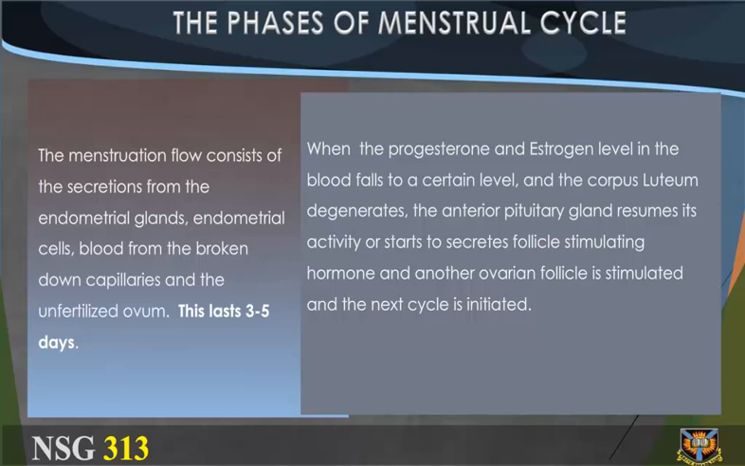When the progesterone and estrogen level in the blood falls to a certain level and the corpus luteum degenerates, the anterior pituitary gland resumes its activity, starts to secrete follicle stimulating hormone, and another ovarian follicle is stimulated and the next cycle is initiated.